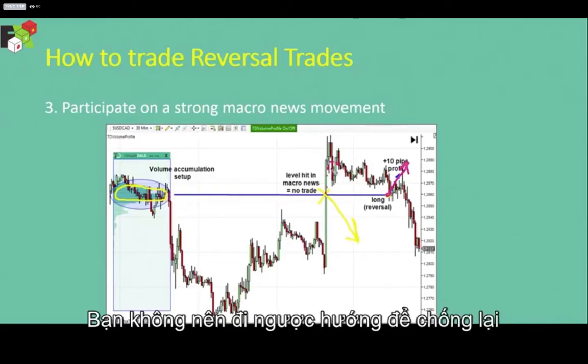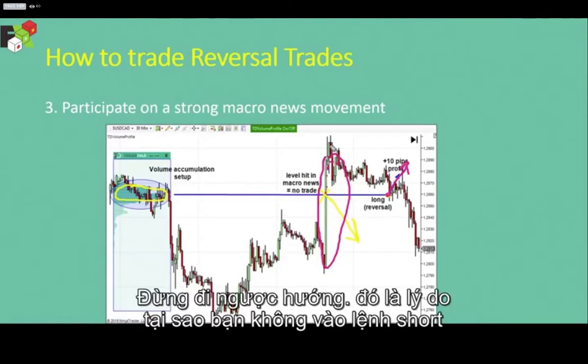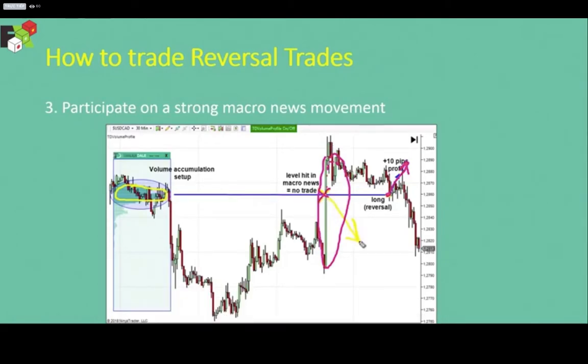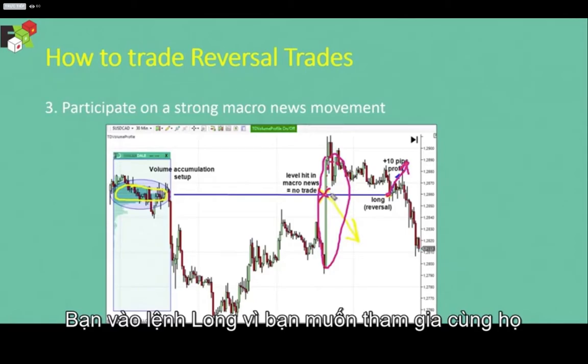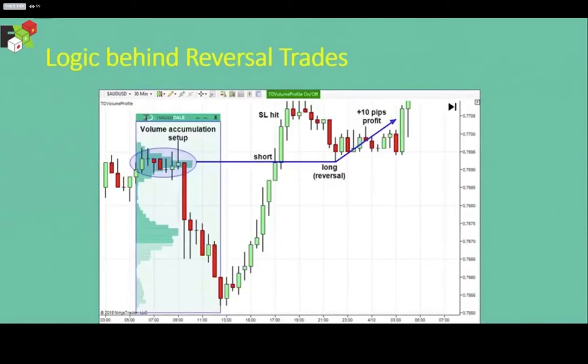You don't usually want to go against macro news candle like this one. This is a strong buyers pushing the price aggressively upward. So you don't want to go against them. That's why you don't enter a short. But you want to enter a long because you want to join them. Alright, I hope that makes sense.